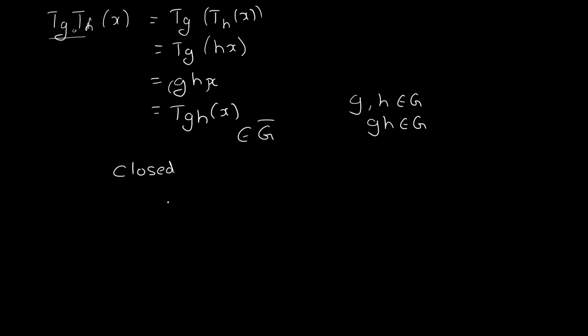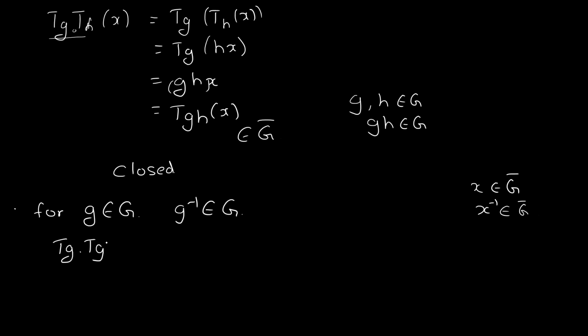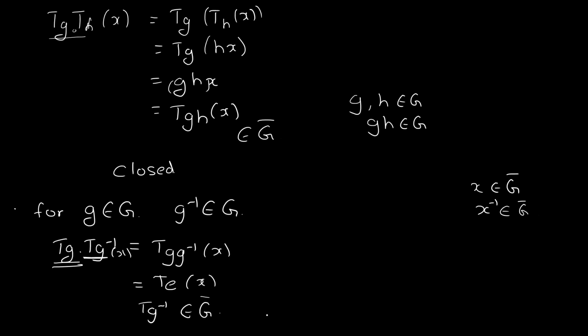Now about the inverse part: for x belonging to G bar, x inverse should also belong to G bar. For that, I'll take some g belonging to G, therefore g inverse also belongs to G, because G is a group. I will do Tg into Tg inverse, and by previous stuff, I know that it is equal to Tg g inverse of x, which is basically equal to Te of x. So that means this Tg inverse is the inverse of this Tg. That means Tg inverse belongs to G bar. Therefore what?